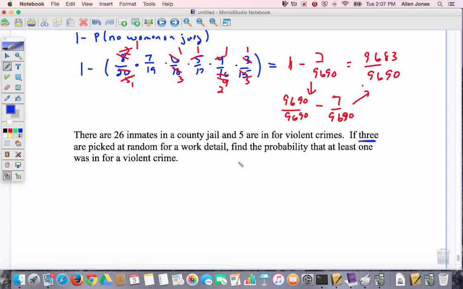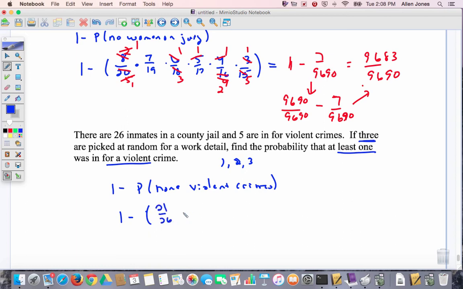One more time here. There are 26 inmates in a county jail, and 5 are in for violent crimes, which means 21 are not in for violent crimes. If 3 are picked at random for a work detail, find the probability that at least 1 was in for a violent crime. So at least 1 would be 1, 2, and 3. In this case, probably not too awfully long, but still 3 times as opposed to 1. So we're going to do 1 minus the probability that none were in for violent crimes. Opposite statement there.